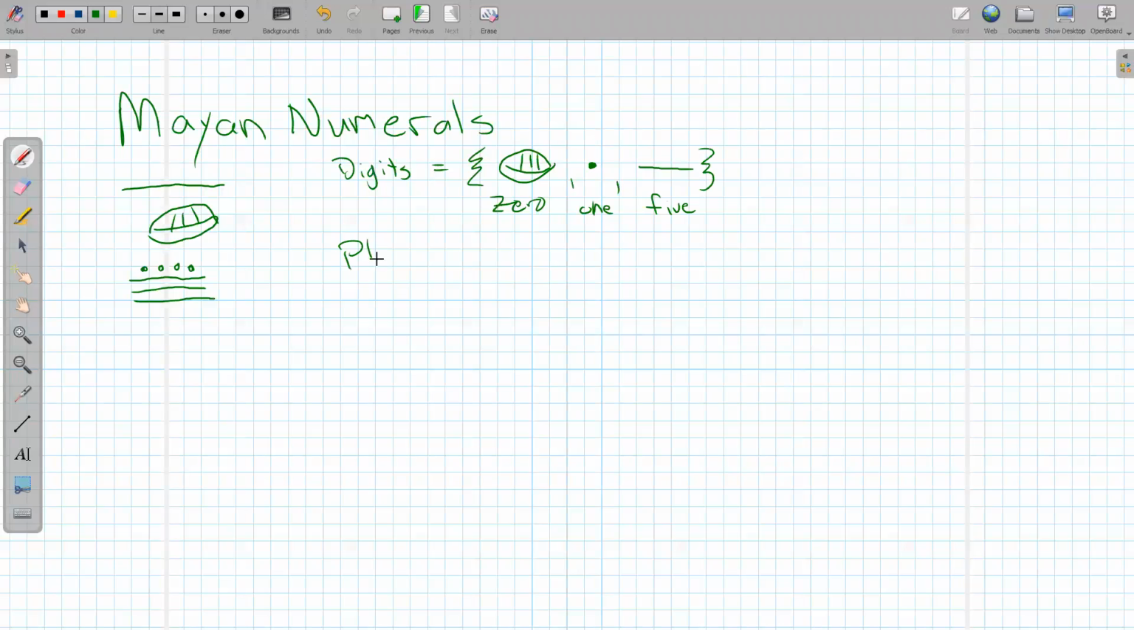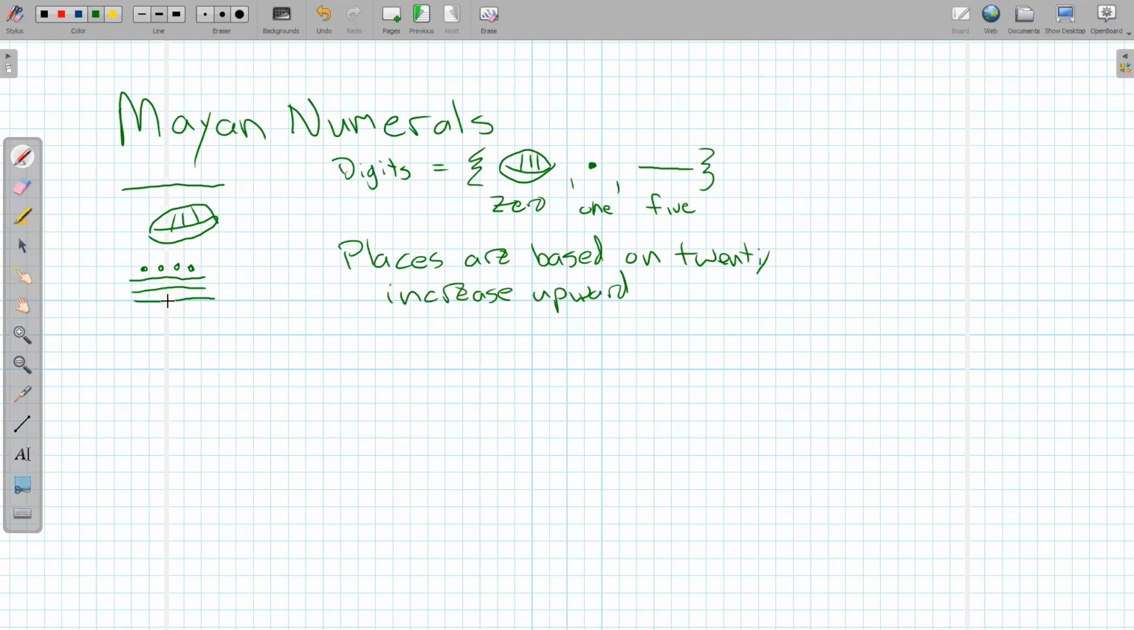As far as place values go, the places are based on 20. And they increase upward, whereas ours increase to the left when we write down our numerals. So they increase upward. So this Mayan numeral here has groups, and they're groups of 20. So you can't have more than 20 in any particular spot.